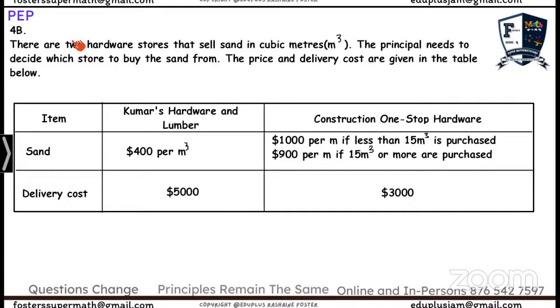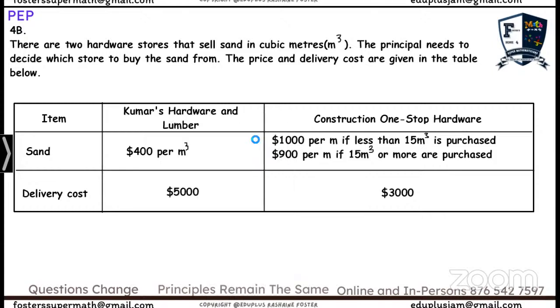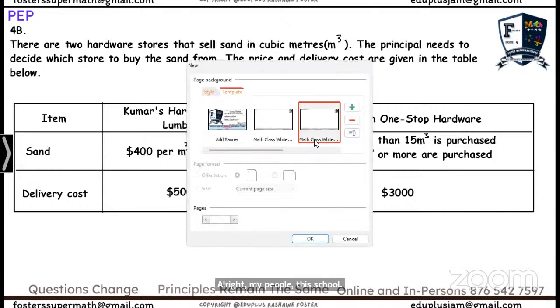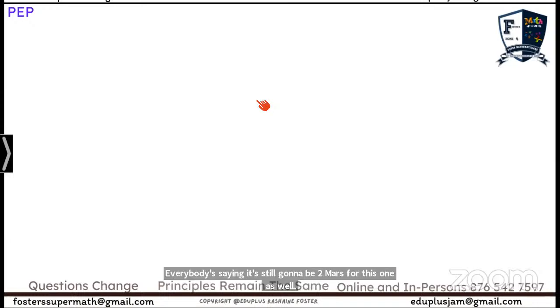All right, my peoples, let's go. So final question. And what would be our answer for this one? Would it also still be Kumar's hardware? That's what I see everybody sending in the chat. Everybody's saying it's still going to be Kumar's for this one as well. All right, let's go. Let's check it out.